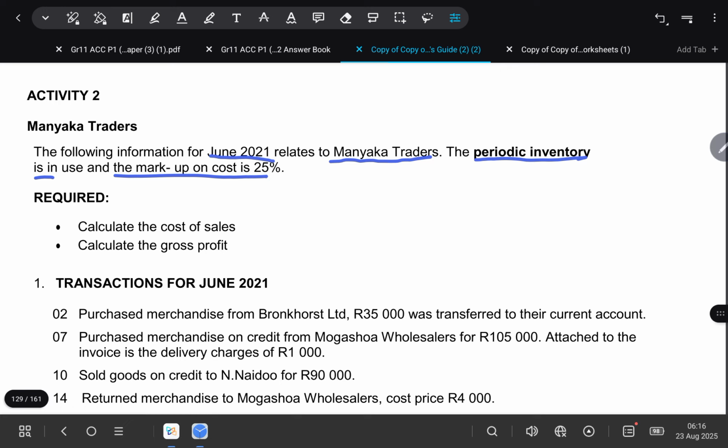Now, here, very important, we need to remember that in terms of periodic, number one, whenever you record, you don't record the movement of stock during the year or during the month. You have to wait until the end of the month. So whenever they sell, we need to remember that cost of sales will not be calculated when they sell. They will calculate it at the end of the month. So number one, we are required to calculate the cost of sales. Number two, we are required to calculate the gross profit.